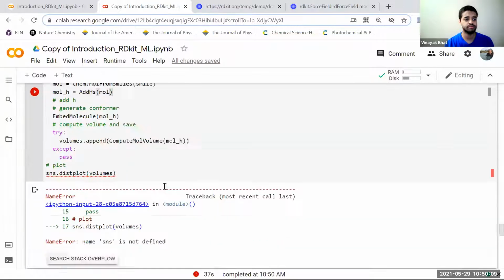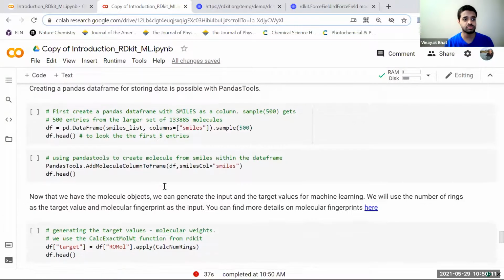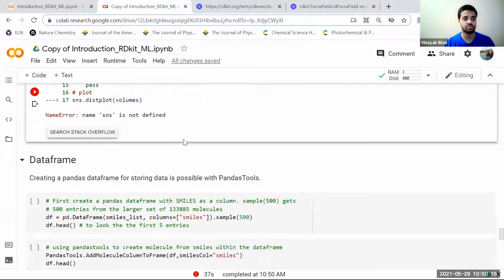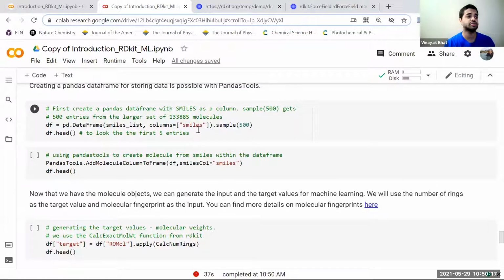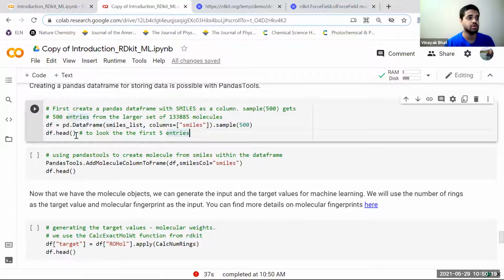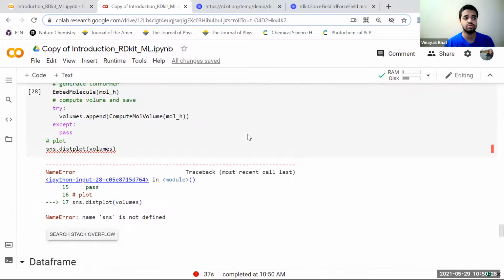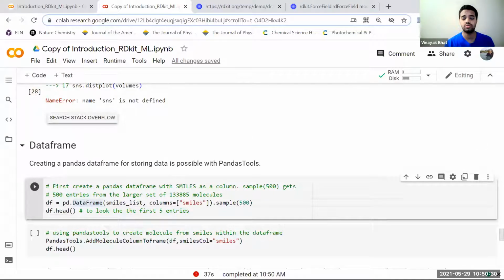That code is taking some time to work, but let's move on. Are there any questions until this point, or shall we proceed?